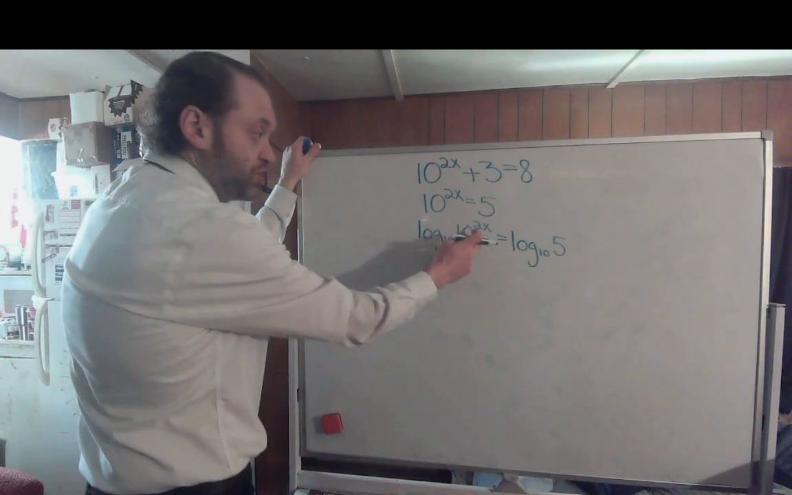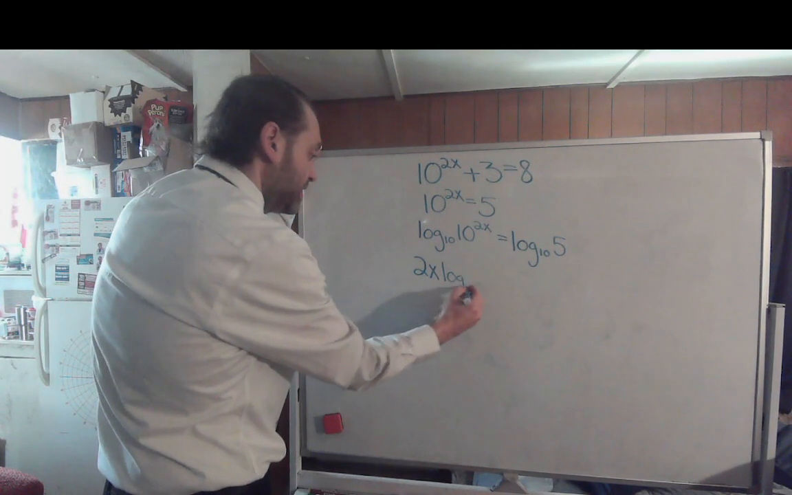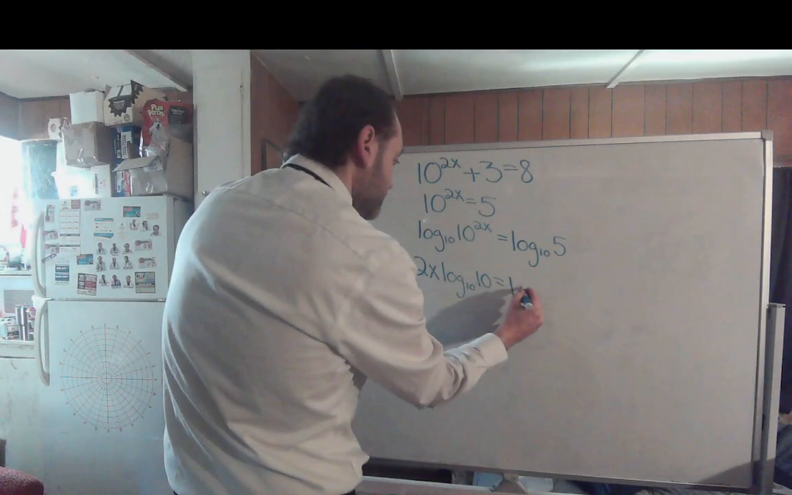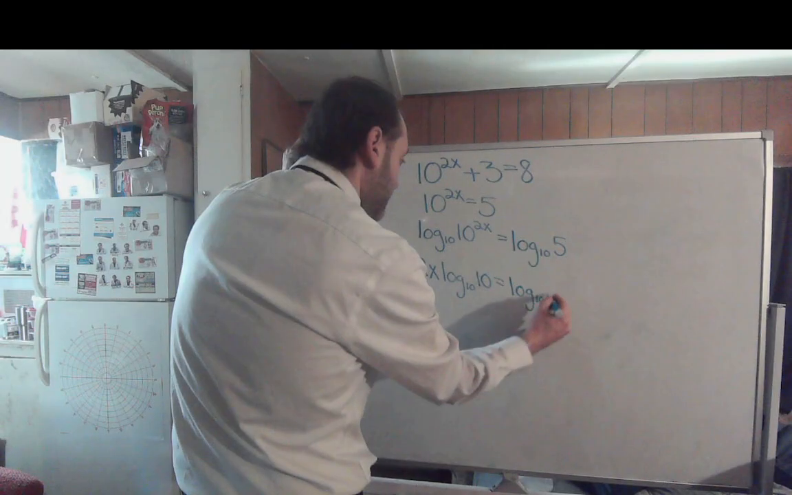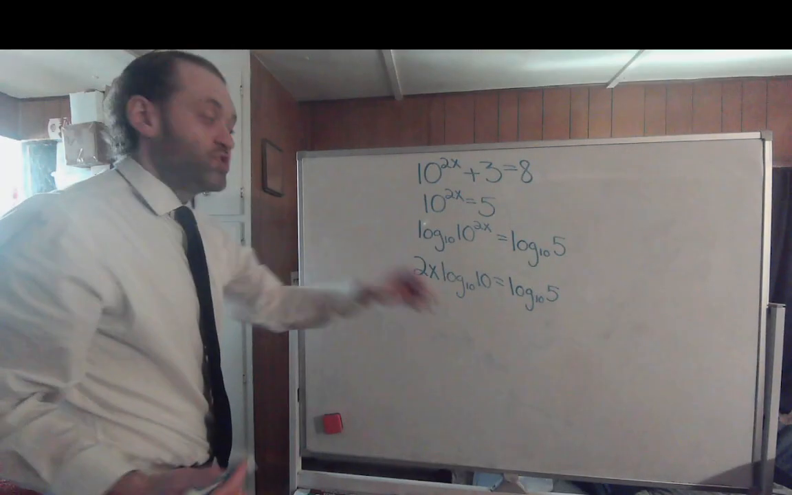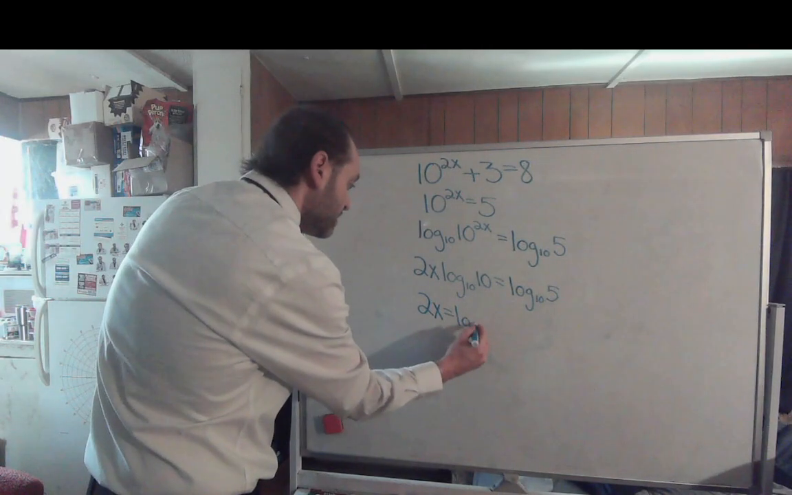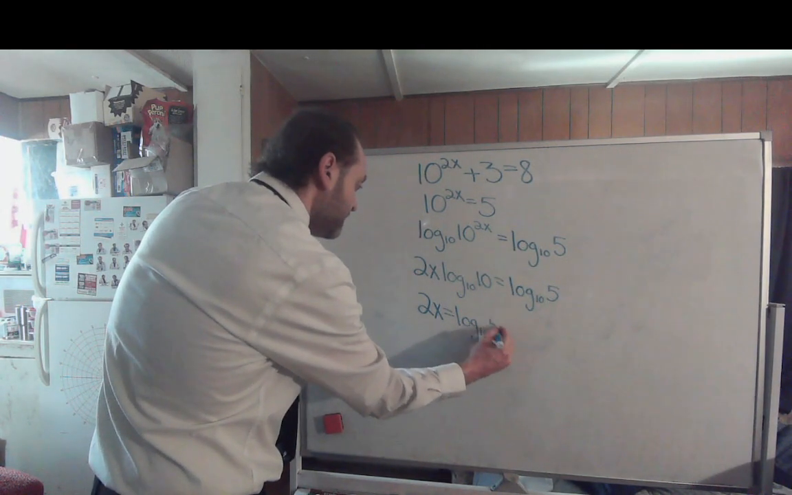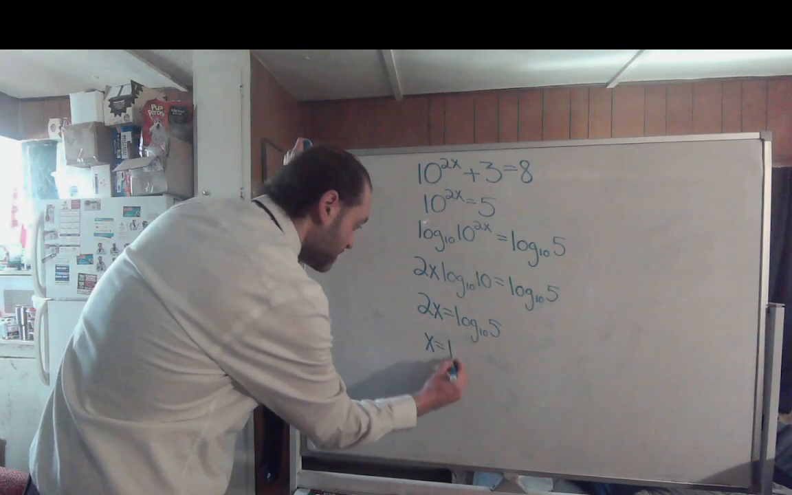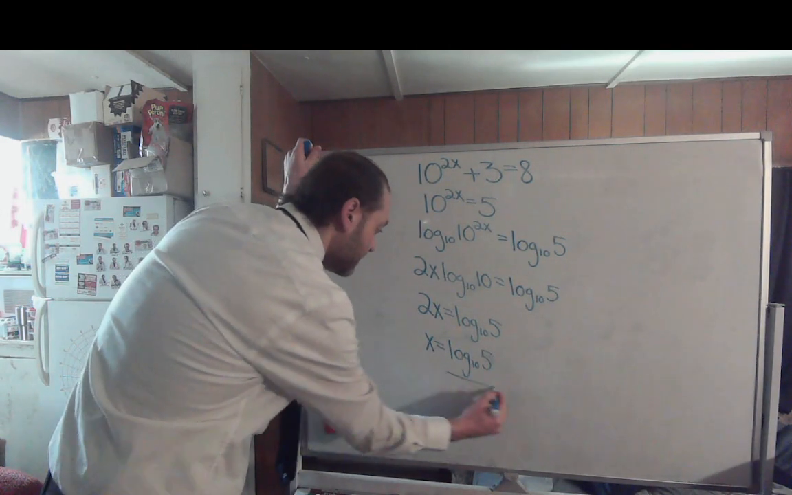On the left side, you have a power rule. This would be equal to 2x times log base 10 of 10. That's going to equal, of course, log base 10 of 5. What is log base 10 of 10? That's just 1, so this would turn into 2x equals log base 10 of 5. Then just solve for x, and you'll get that x equals log base 10 of 5 divided by 2.